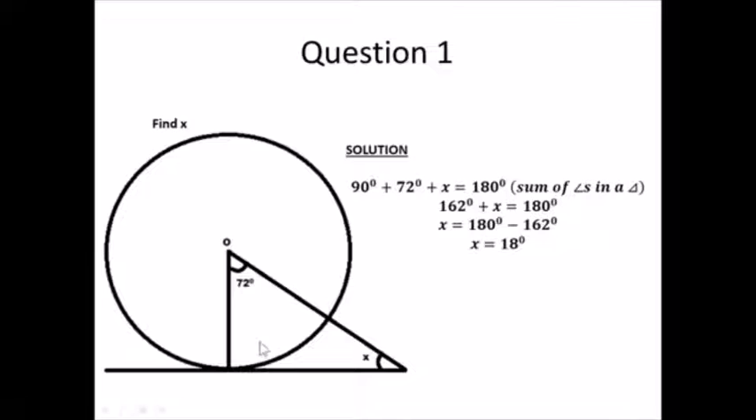So if this angle here is 90 degrees and this angle here is 72 degrees, you have to find angle X. You can see that a triangle is now formed. The sum of angles in a triangle is 180 degrees. That's why you have 72 plus 90 degrees plus X equals 180 degrees, sum of angles in a triangle. From there, 72 plus 90 degrees gives us 162 degrees, plus X equals 180. From there, you can find X by subtracting 162 from 180. That will give us 18 degrees. That means this angle X here is 18 degrees.